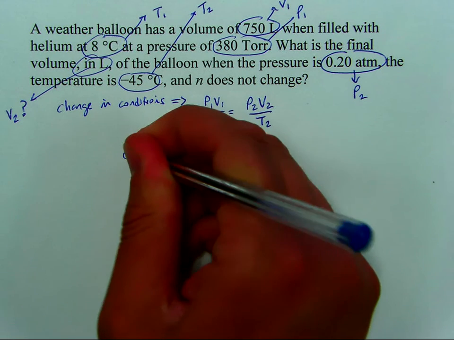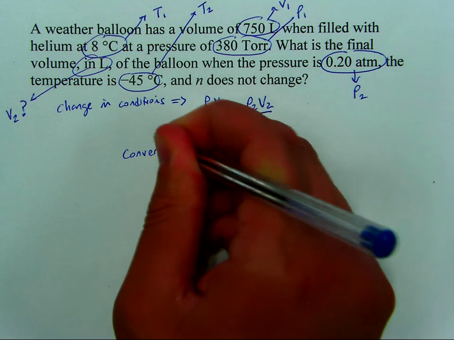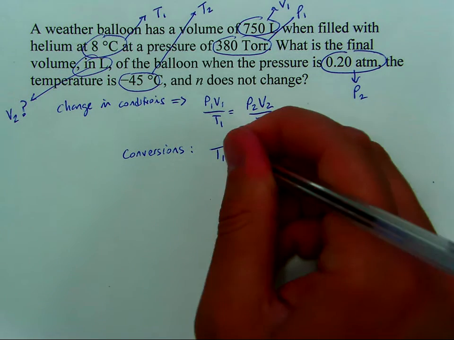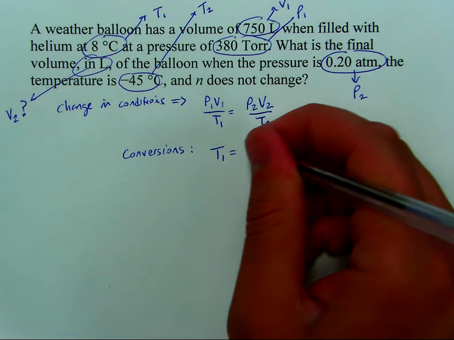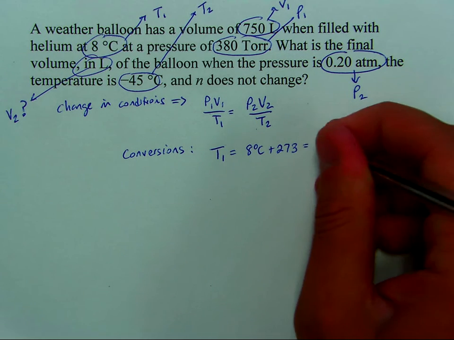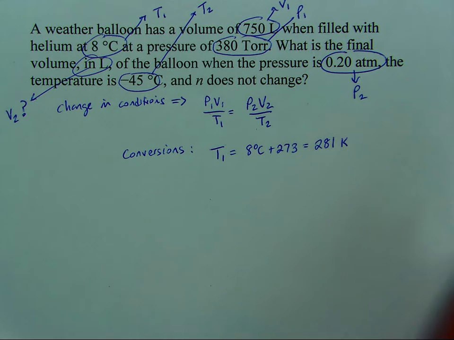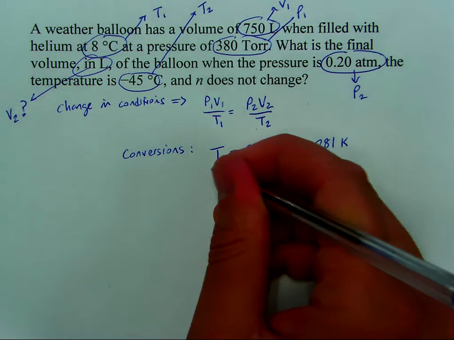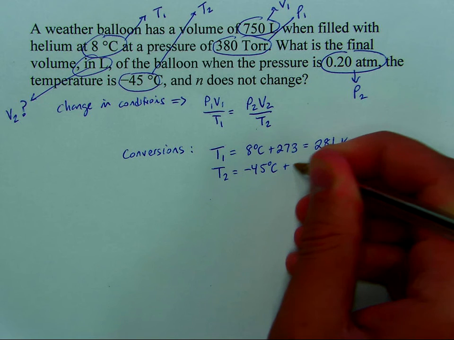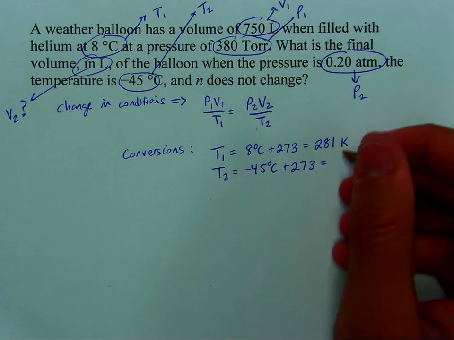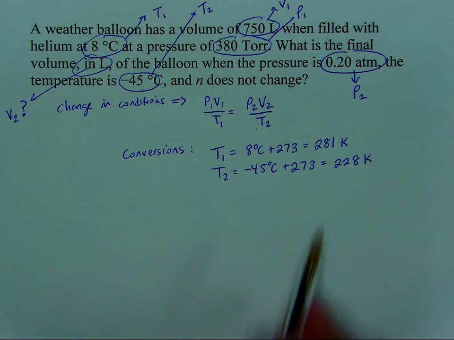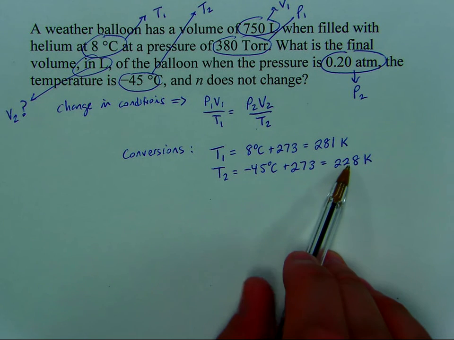I'm going to make a list here that says conversions. Let's first convert T1 from Celsius to Kelvin. T1 is 8 degrees Celsius. If I add 273, I get 281, and now we're in units of Kelvin. Our T2 is negative 45 degrees C. Add 273, and now we have 228 kelvins. Our temperatures are converted, and we're going to use these numbers in our calculation.